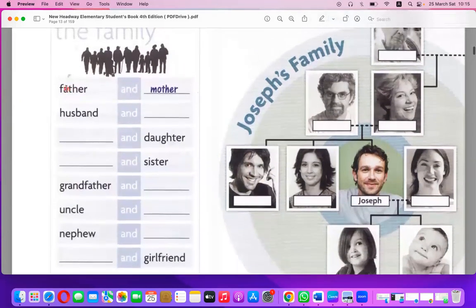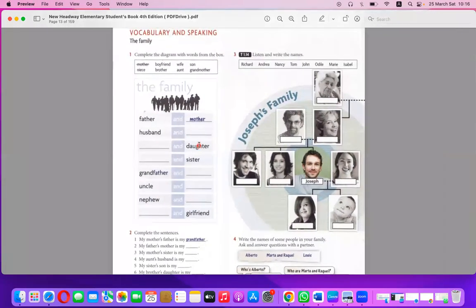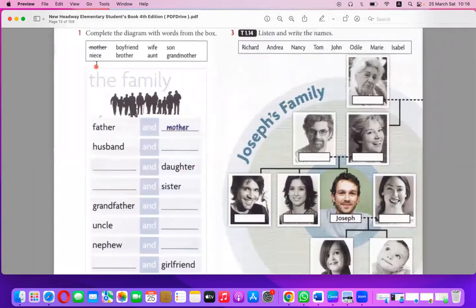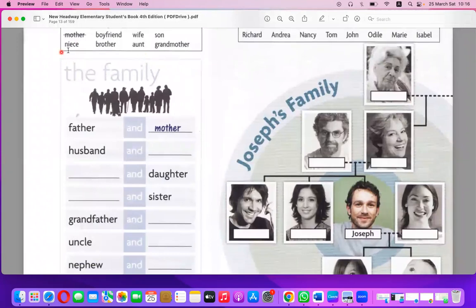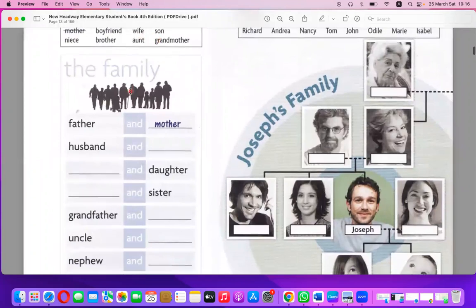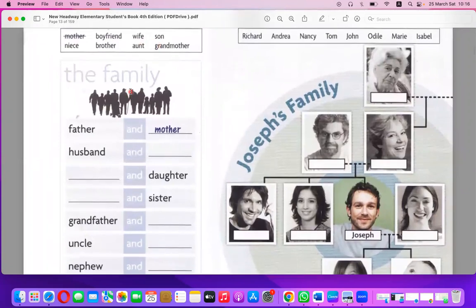So here is the male part, here the female part. You can get the answers from here. You have mother, boyfriend, wife, son, niece, brother, aunt, and grandmother. Let's explain one by one. We have niece, brother, aunt, grandmother, son, wife, boyfriend. Do you have any questions here? Are all of them clear, or are some words not clear? We can explain them. All the words are clear?